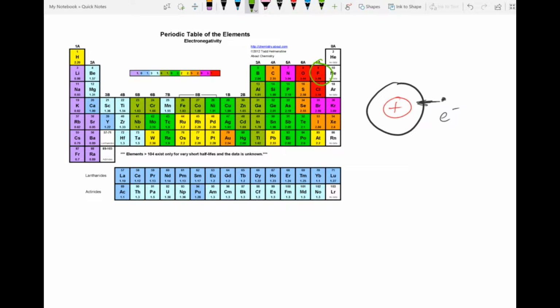By contrast, if you look all the way to the other side of the table, to the opposite corner, if you go over here to francium, and I'll circle him too. So if you're talking about francium, that's like the complete opposite. That dude doesn't really even care about his electrons. He's just kind of like whatever. Okay, so we have those two extremes.